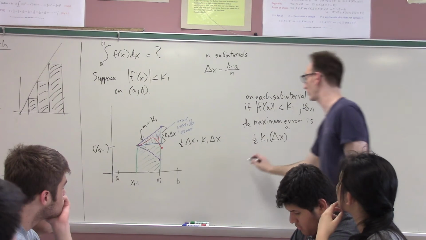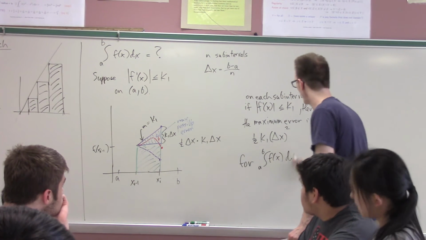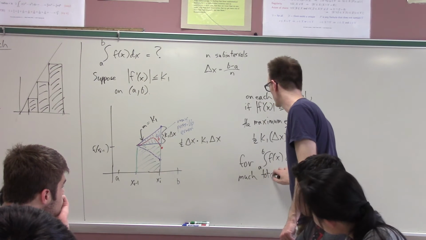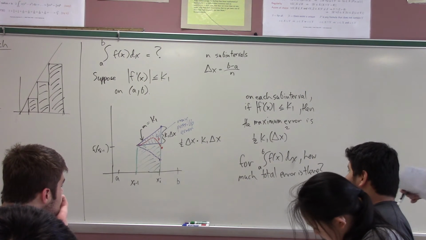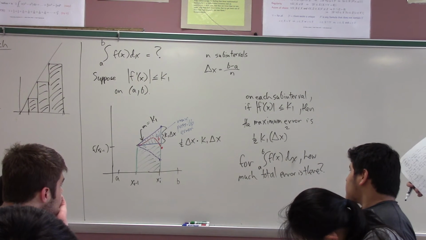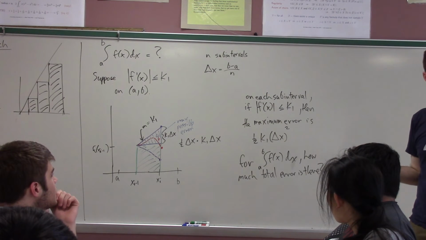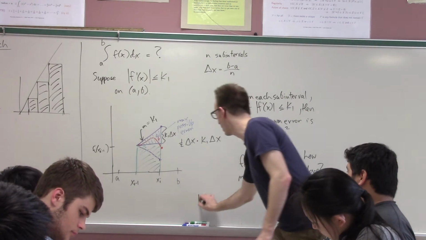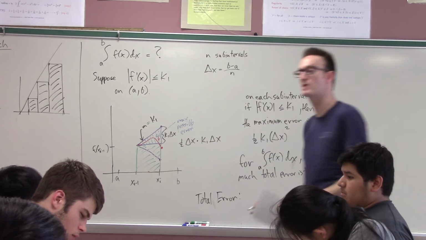Okay, so for the entire integral from a to b, the question is how much total error was made, at most? Isn't it just 1/2 k1 delta x squared times n? Yeah, because this is the error on each subinterval. So the total error is just the error on each subinterval times the number of subintervals.